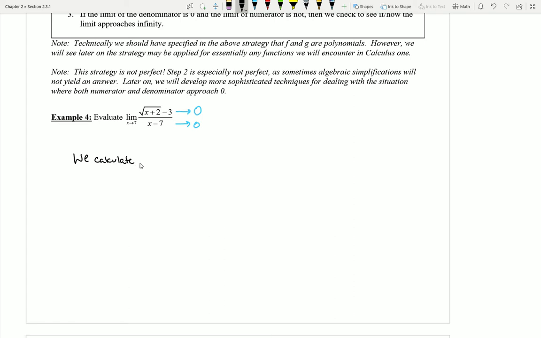So I'll start by saying we calculate the limit as x approaches 7 of the square root of x plus 2 minus 3, times x minus 7, over x minus 7. Now how in the world can I simplify this? Like what in the world am I going to be able to do here? And this is actually a perfect time to bring up a topic that we talked about in the skills check videos.